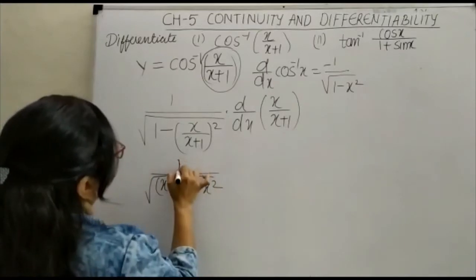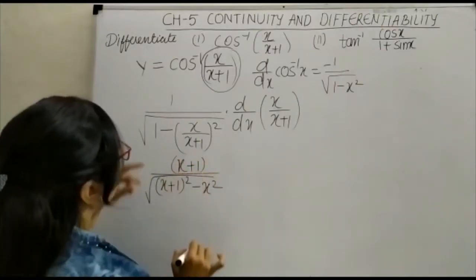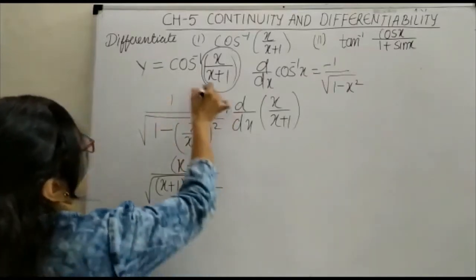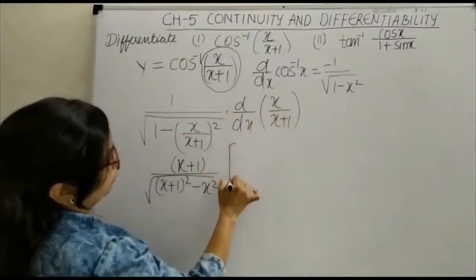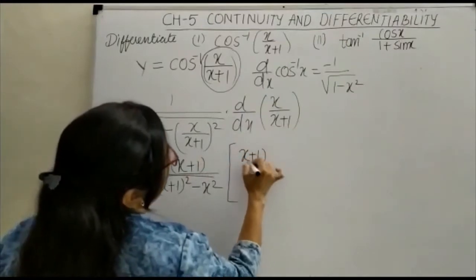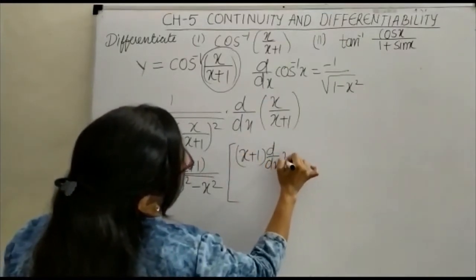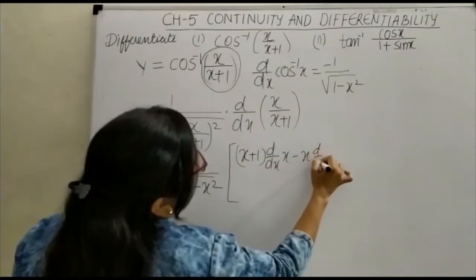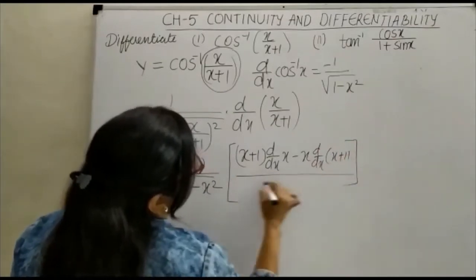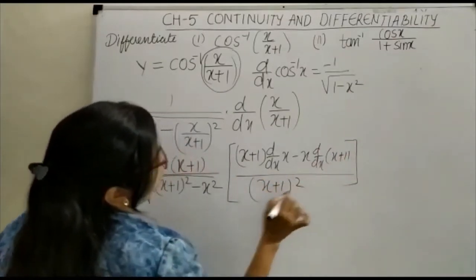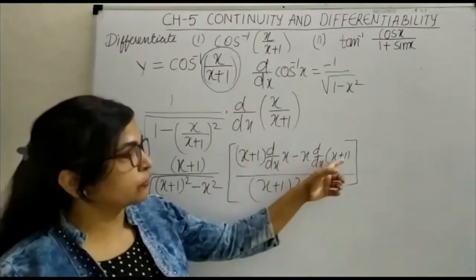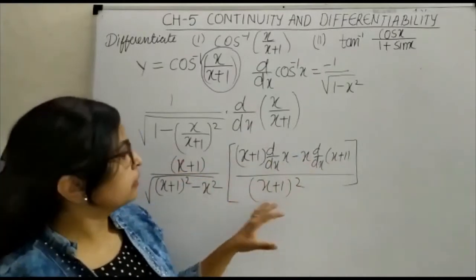Okay, now x plus 1 will be in the numerator. It will be shifted because here it is under root. So this is the working of only this term. Now we will do this differentiation by the division rule, that is x plus 1 dy dx of x minus x dy dx of x plus 1 and x plus 1 the whole square. This is denominator dy dx of numerator minus numerator dy dx of denominator whole upon denominator the whole square.